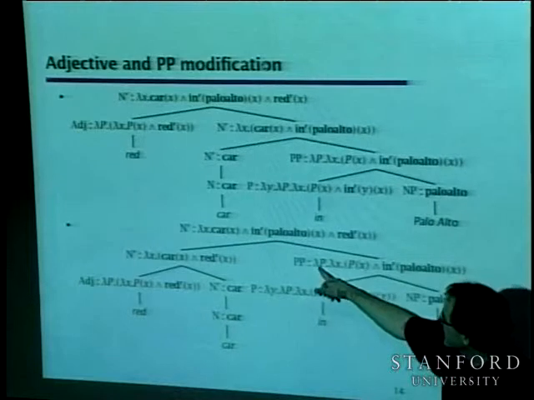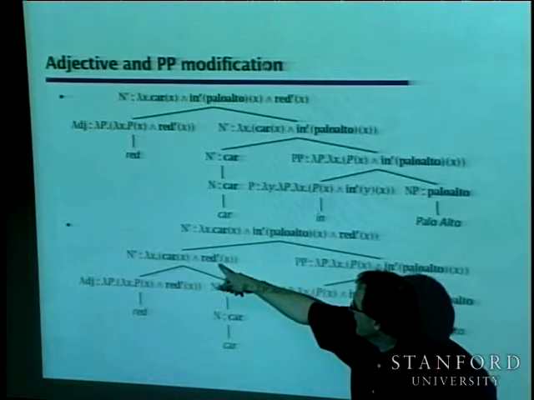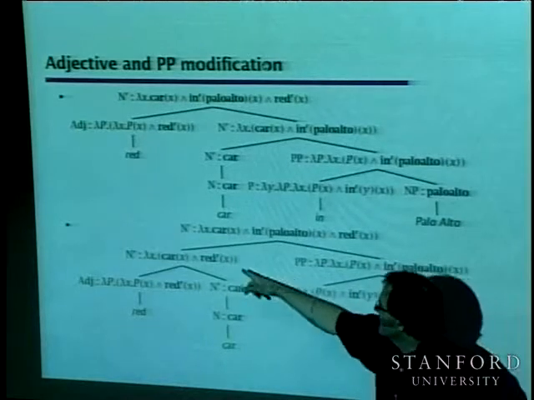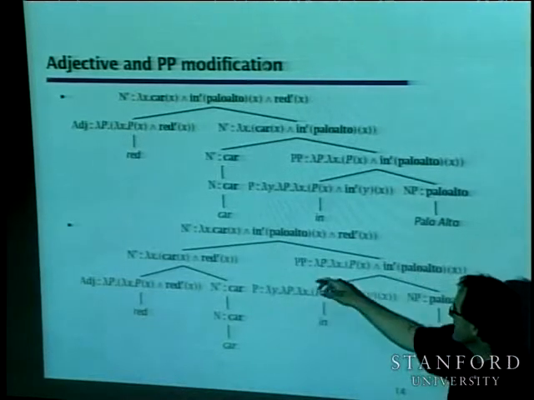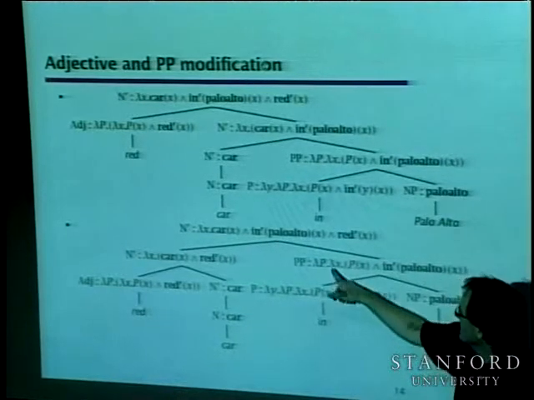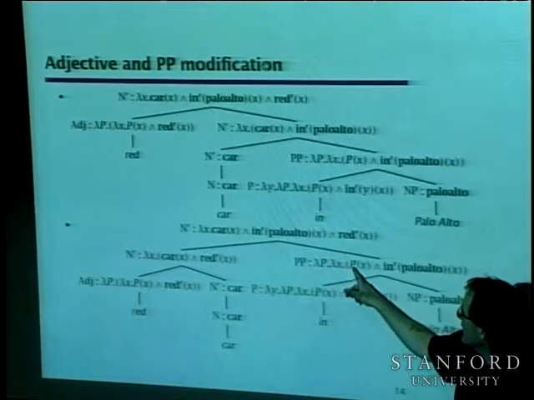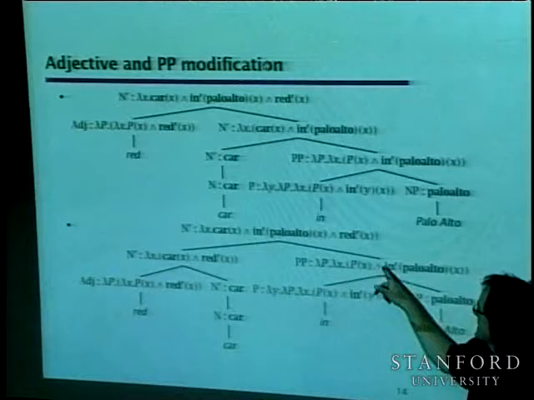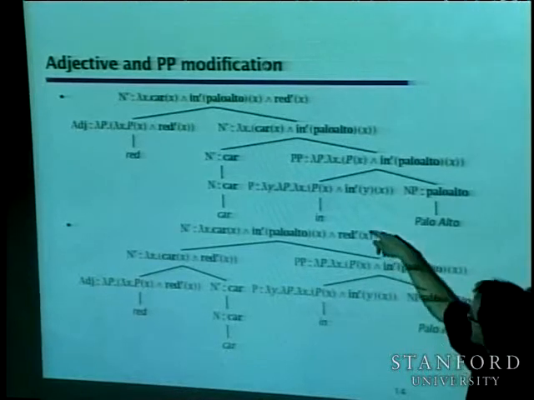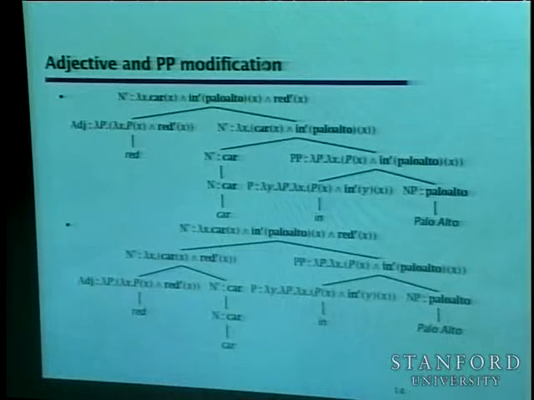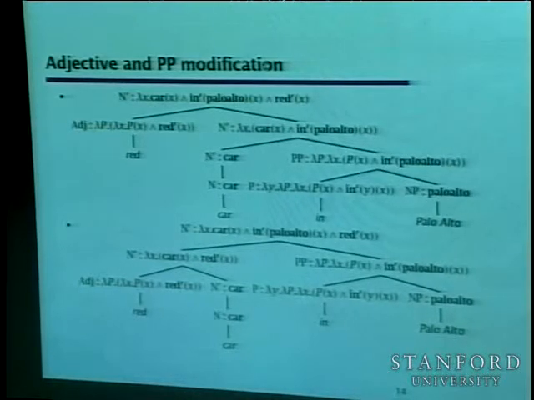And so here it takes as its argument things that are red cars. And so all of this becomes lambda p, and so you substitute in, so then you get lambda x, car of x, and red prime of x, and in prime Palo Alto x, which is then the meaning of the whole thing. Does that sort of make sense?